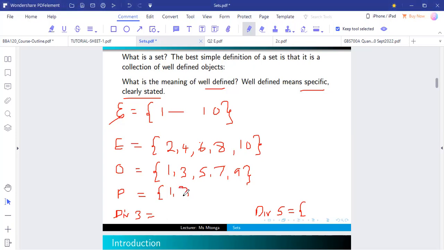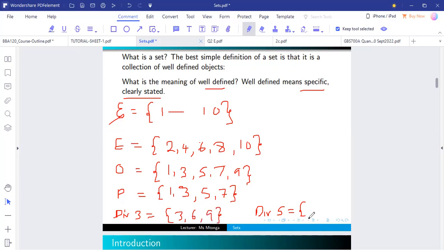1, 3, 5, 7. How about 9? Is 9 a prime number? No, because 3 can go into it. Now, which numbers are divisible by 3 from 1 to 10? 3, 6, and 9.